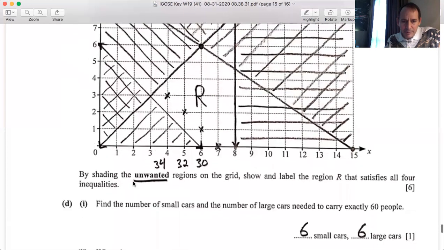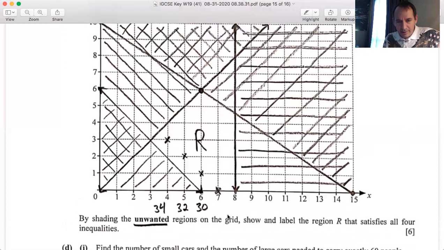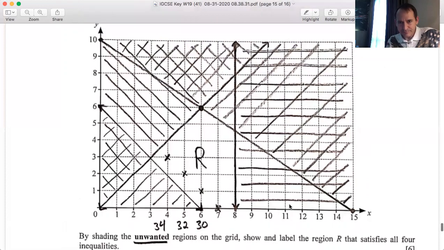The reason why they put this in bold is because it's sometimes opposite of how curriculum teach it. Some curriculum teach you to shade the wanted region. This wants you to shade the unwanted region. So be careful that you compare that to how your textbook teaches it.